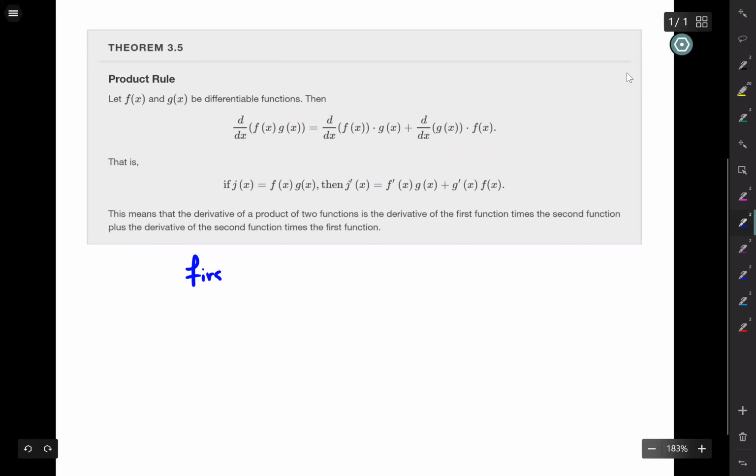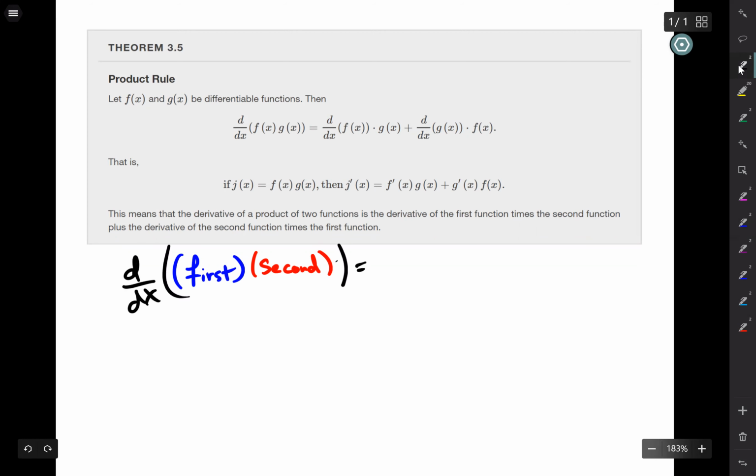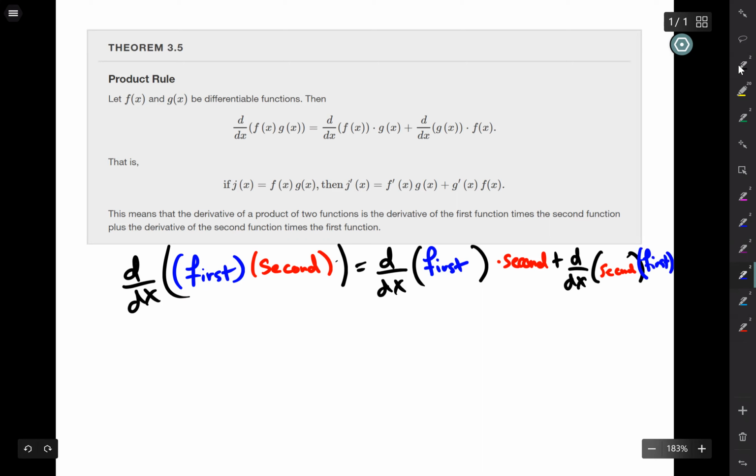two functions, first and second, then what the rule is telling me to do is, if I want to take the derivative of the product first times second, then it's the derivative of the first, so I'll do in blue, times the second, you leave the second alone, and then it's plus the derivative of the second times the first, leaving the first alone.